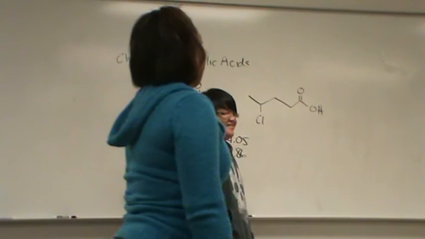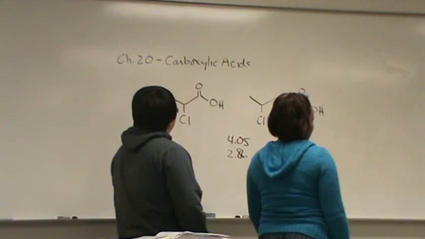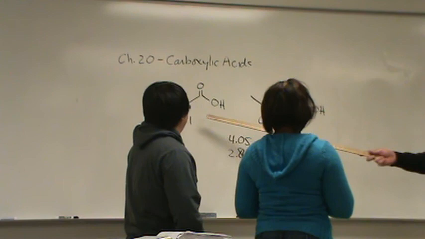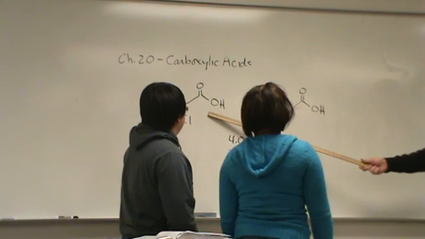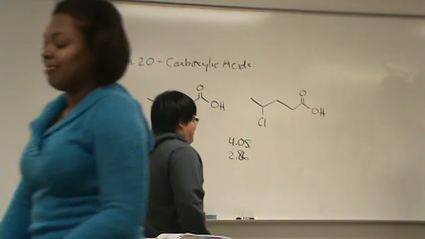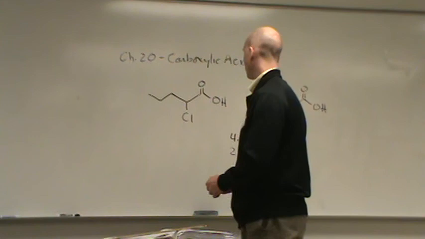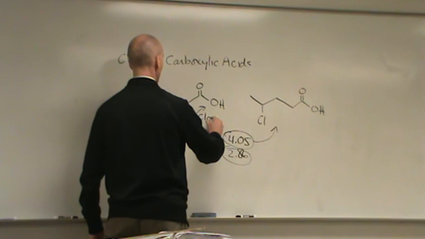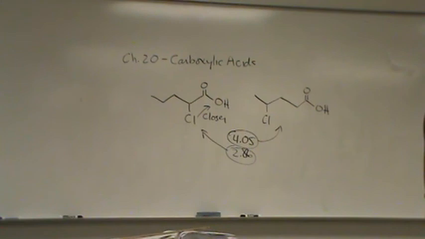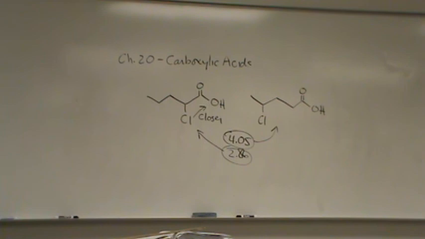I disagree because the closer it is to the acid group, the stronger the effect. Okay, very good. So the difference between the two structures, this chlorine's closer, so it'll have a stronger effect than this one that's further away. Very good. So which of these two numbers go with that? Okay, good. You can have a seat. So the closer the group is, the stronger of a withdrawing effect that it has. Did anybody figure out that reasoning on their own?